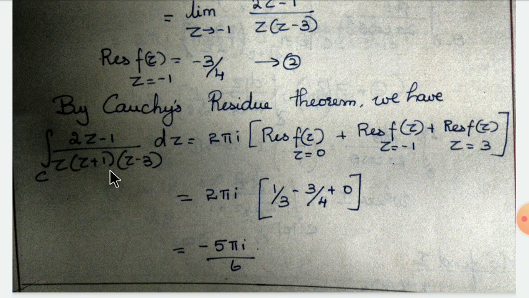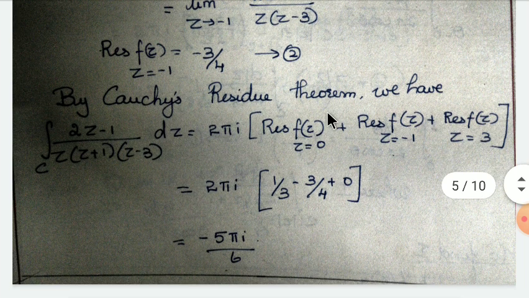Just simply check whether the points lie inside or outside. Outside means residue is 0. Inside means find the corresponding residue value. And by using Cauchy's residue theorem, 2 pi i times the sum of the residues. That's it. No need to apply the method of partial fractions. So suppose in the question paper, the question says evaluate, and doesn't mention the name of the theorem or formula. I strongly recommend you to apply Cauchy's residue theorem. Got it?